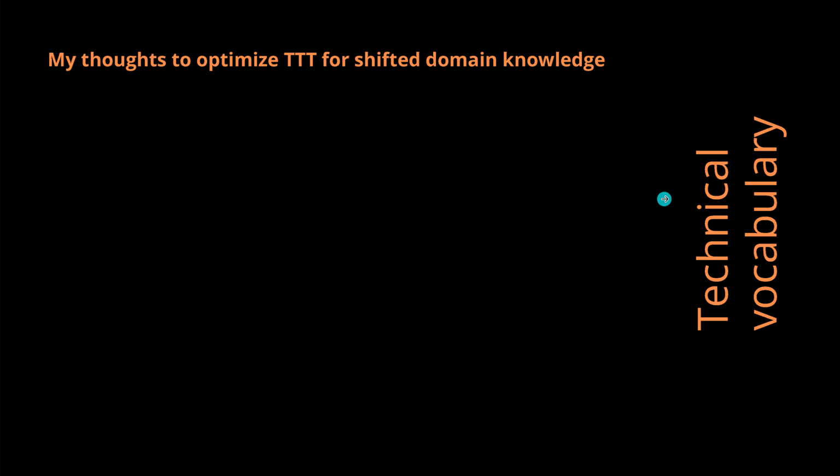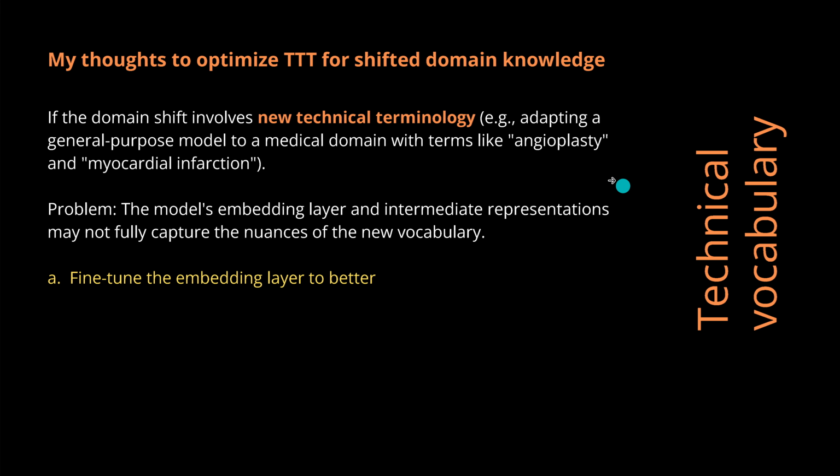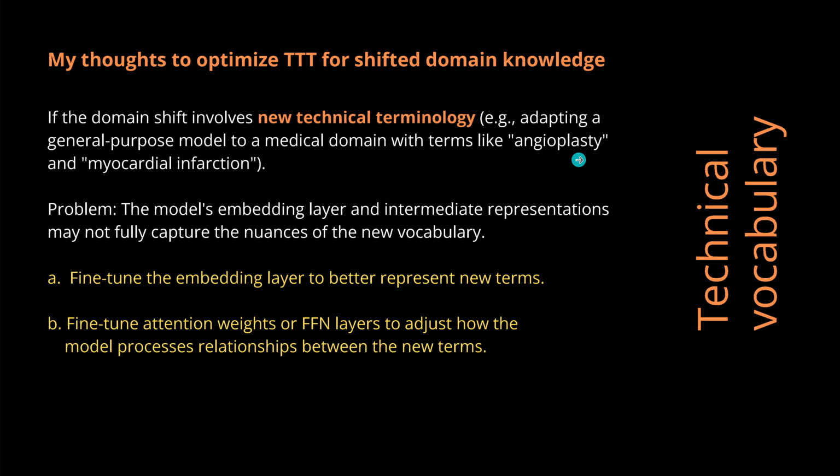If you go for technical vocabulary, and your angioplasty or myocardial infarction or whatever you have, the model embedding layer in the intermediate representation may not fully capture the nuances of this new vocabulary. At first, your tokenization might fail, but also if you have the right tokenizer, those words have no context relation in the pre-training or in the fine-tuning, then this is a real problem.